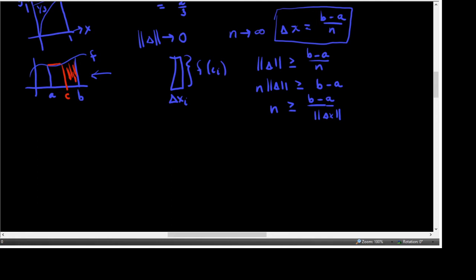As the number of subintervals in a partition approaches infinity, as n approaches infinity, that will happen only as b minus a, which is a constant, over the norm of the partition grows, which would mean that the norm of the partition itself, not the fraction, but the norm of the partition itself, has to go to 0. So b minus a constant divided by something really close to 0 gives you an infinitely large answer.